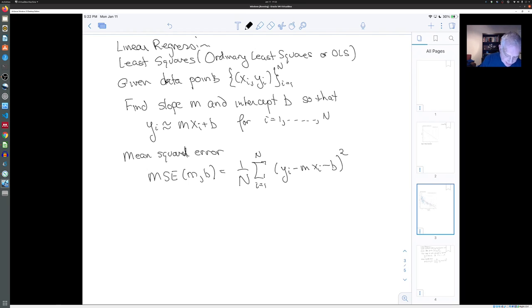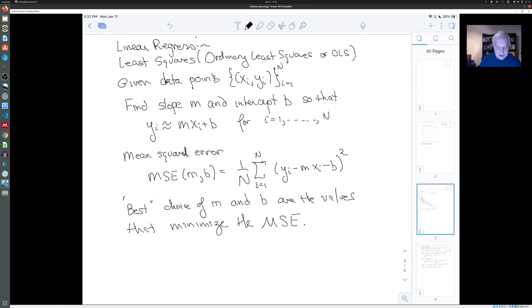So we're going to say that the best choice of m and b are the values that minimize the mean squared error.